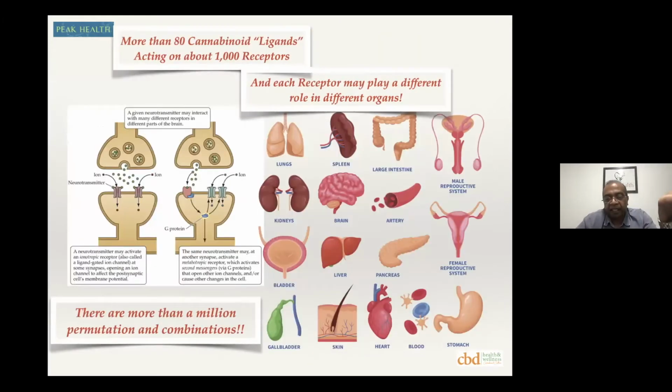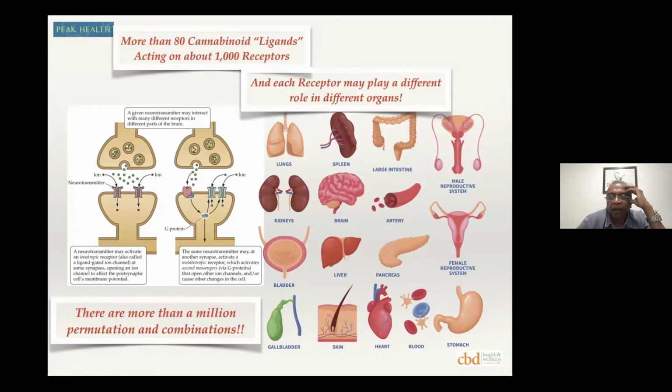I kind of gave this point away. There are more than 80 cannabinoid ligands that we know of, and there are more than 1,000 receptors in the human body. So if you do the permutation and combination calculations of 1,000 receptors with 80 ligands, it comes to more than 1 million combinations in the human body.